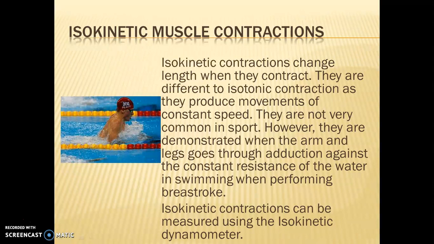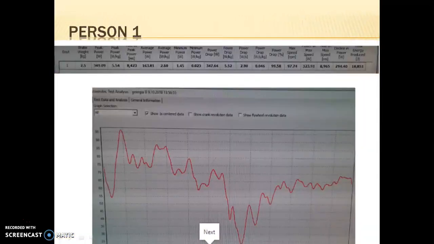Isokinetic muscle contractions are similar to isotonic contractions in that they change length when they contract. However, they are different because they produce movements at constant speed no matter what the contraction is. They are not very common in sport, however they are demonstrated when the arms and legs go through adduction against the constant resistance of water in swimming when performing breaststroke. Isokinetic contractions can be measured using the isokinetic dynamometer.